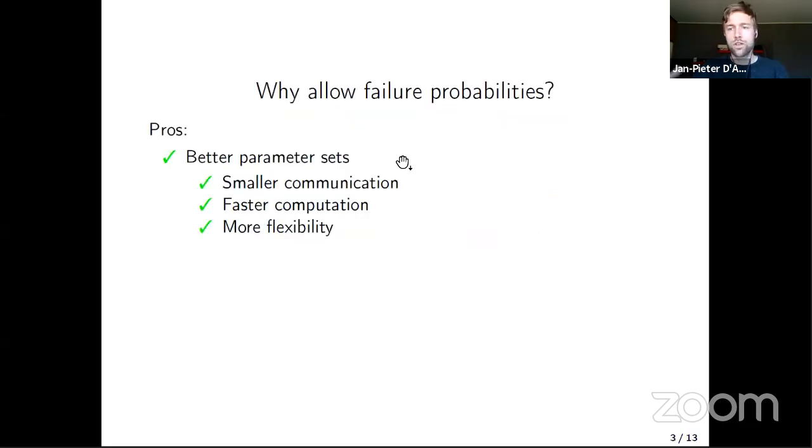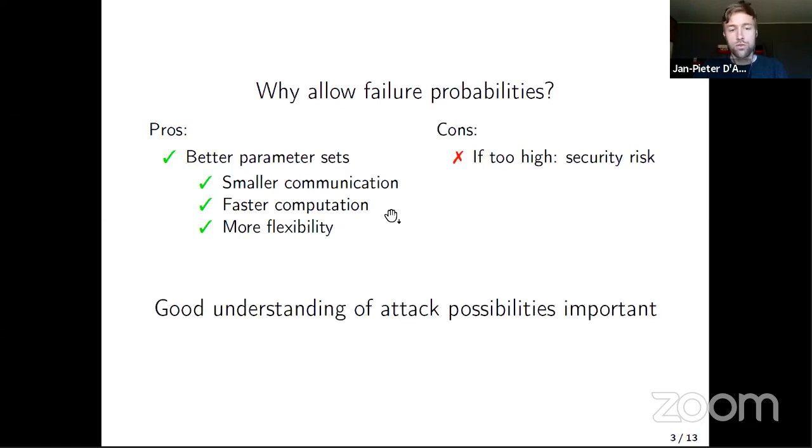So why would a designer allow such decryption failures? Well, if you allow a certain decryption failure probability, you can scale down your parameters, which means maybe faster communication, maybe faster computation. In general, it means more flexibility. Of course, on the contrary, if your failure probability is too high, this is a security risk. An adversary can collect decryption failures and can use this to retrieve information about the secret. So it's very important to have a good understanding of the attack possibilities of these schemes.